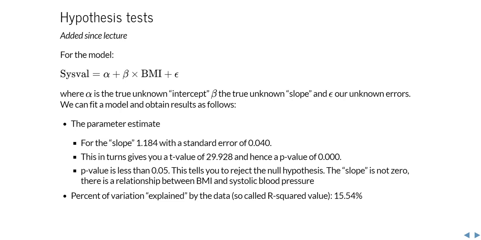The other feature that we get out of models that can be interesting is something called an R-squared value, and it's loosely referred to as the percent of variation in systolic blood pressure explained by the BMI model, and in this case we get an R squared of 15.5%. So it sounds like we're not explaining much of the variation in systolic blood pressure by our model.